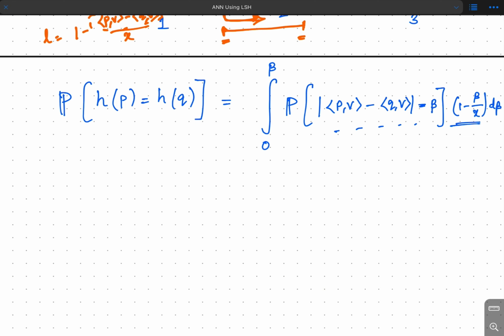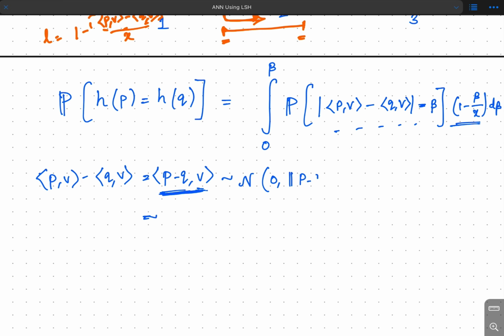And as we already saw in one of the above lemmas, for fixed p and q, p v minus q v can be written as p minus q dot product with v. So for fixed p and q, where v is a vector of independently chosen normal random variables, this itself will be distributed according to a normal distribution, or Gaussian distribution, with mean 0 and variance norm of p minus q whole square.